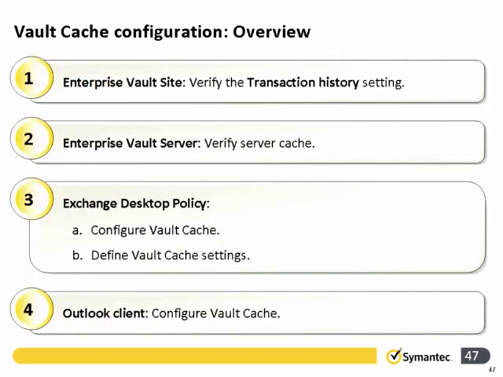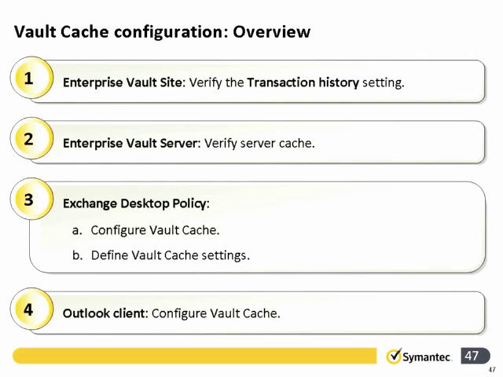To configure the Enterprise Vault cache, you're going to go through and verify the transaction history setting, and we'll look at what that is and talk about what it does for us in a moment. You also want to make sure that the Enterprise Vault server has the server cache configured. Now, we talked about this back in Lesson 3 as one of the initial configuration things that we wanted to do in preparation for mailbox archiving. But again, you want to make sure that it is in fact configured.